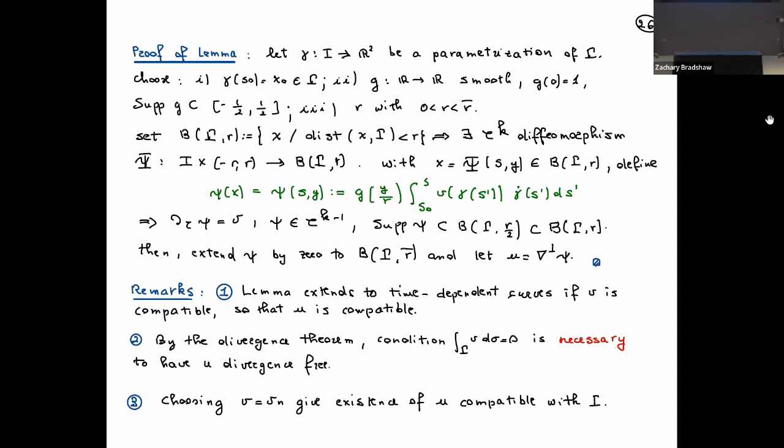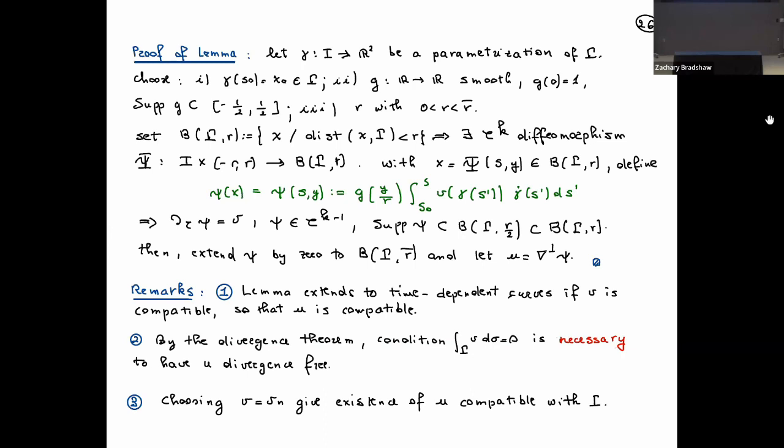This cutoff, of course, normalized, rescaled by R. And then what you can prove is that the tangential derivative of psi is exactly V. Okay, V is of class C^{k-1}, and the support of psi is in a smaller tubular neighborhood of the one that you started with. And once you do this, you can simply extend psi by 0. You take the rotated gradient, and that's your vector.